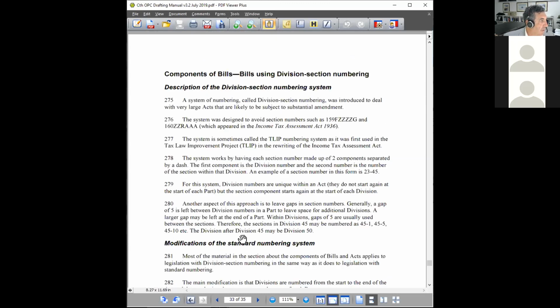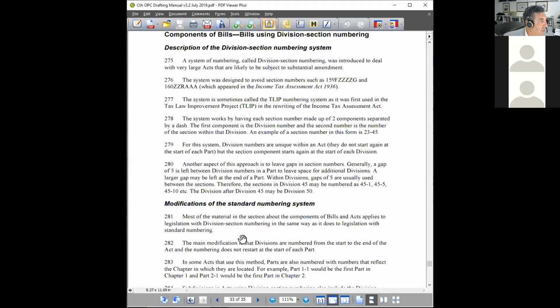So description of the division, section, numbering system. So particularly at a Commonwealth level, it gets very confusing. And even though it says that it's designed in a way to avoid really quite obscure numbering provisions, like the example there, 159F, ZZZZG, it does actually become quite tedious looking at some pieces of Commonwealth legislation. So components of bills and the use of division numbering sections is potentially quite useful.